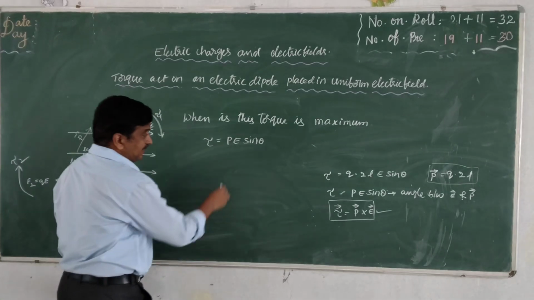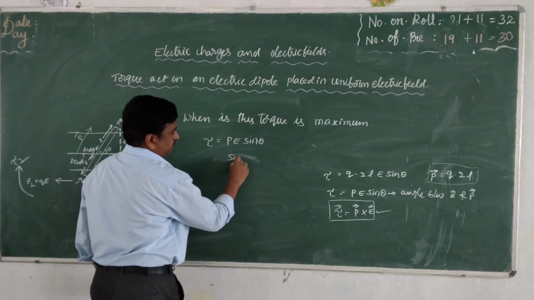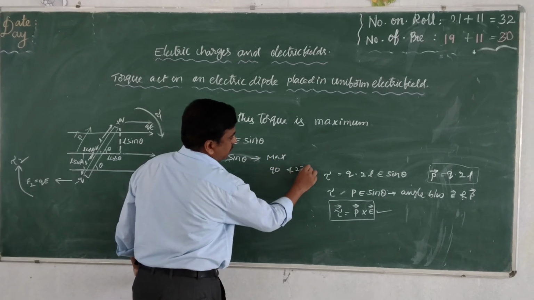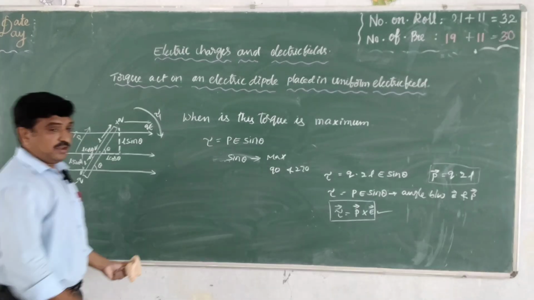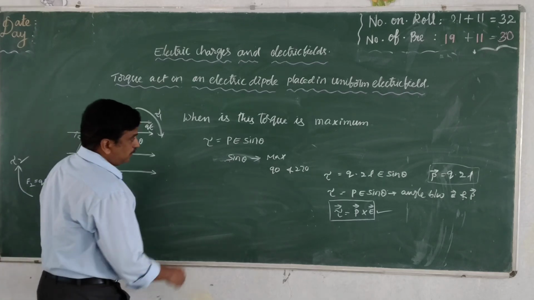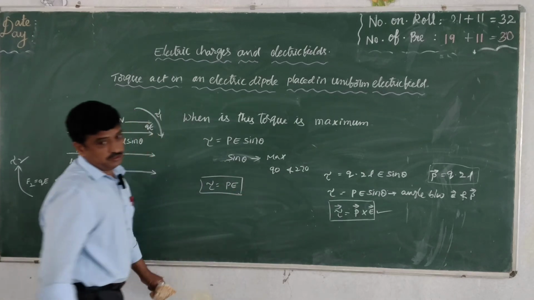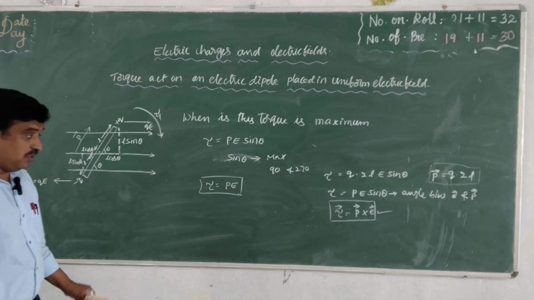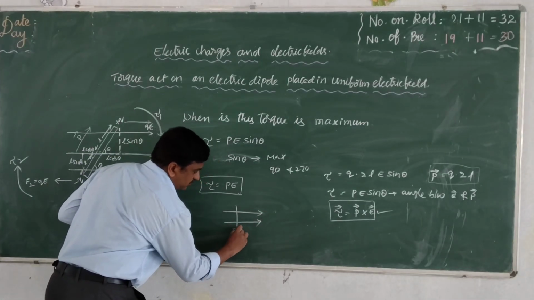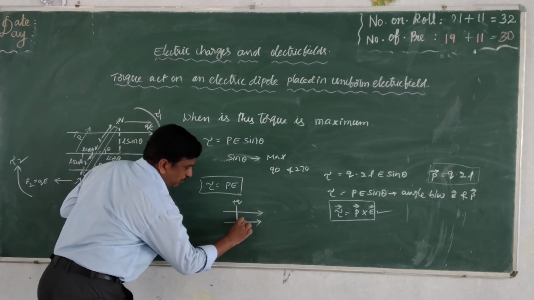Torque is maximum when sin theta is maximum. Sin theta is maximum at 90 and 270 only. So in these two cases the torque is maximum, tau equal to P E. When theta is 90 degrees, the electric dipole with minus q and plus q is perpendicular to the electric field.